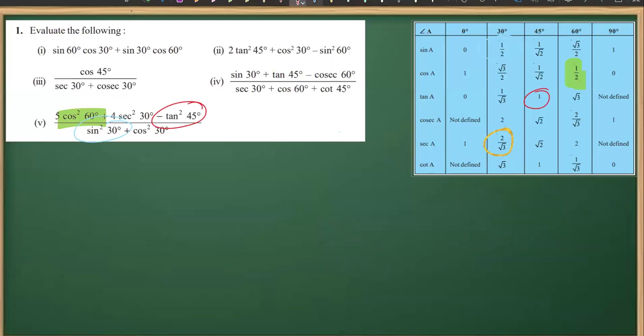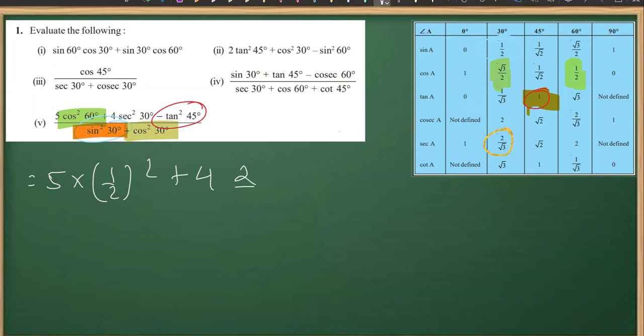Maybe not visible, then I'll use some color. Sin 30 from here is half. And cos 30, and cos 30 is what? Root 3 by 2. So let's place these values. First I'm writing 5 times cos 60, and cos 60 is half. So it should be half square plus 4 times sec 30, and sec 30 is 2 by root 3. So it's (2 by root 3) square, minus tan 45 is 1, so it's 1 square.